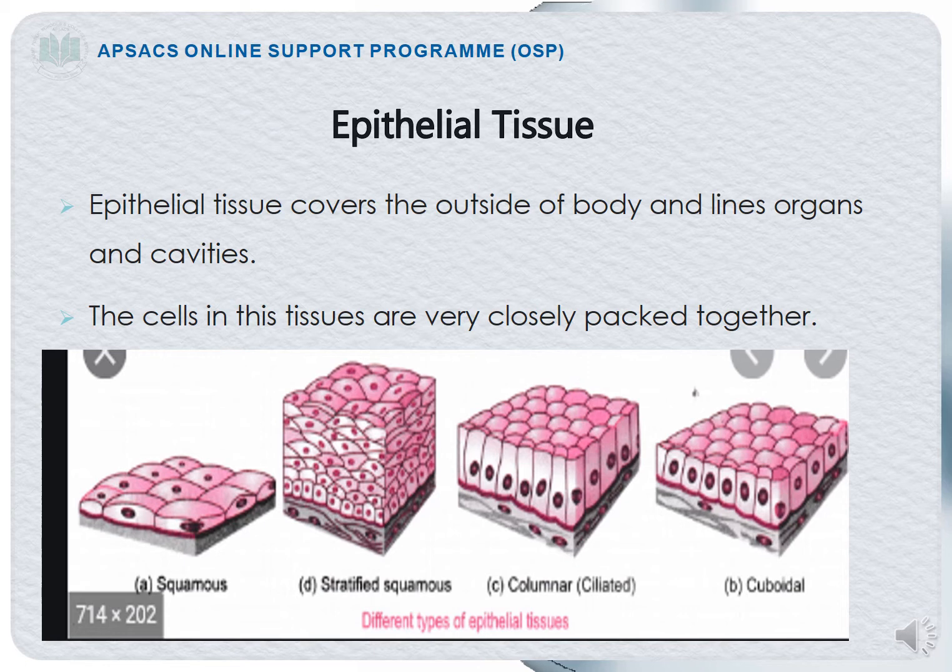heart and blood vessels, and it allows the movement of material across it. If we talk about the stratified squamous epithelium, it is present in the lining of the esophagus and mouth and also over the skin, and it protects the inner part. Columnar or ciliated epithelium is present in the trachea and bronchi and propels mucus. Cuboidal epithelium tissues are found in kidney, small glands, etc., where it helps in secretion.